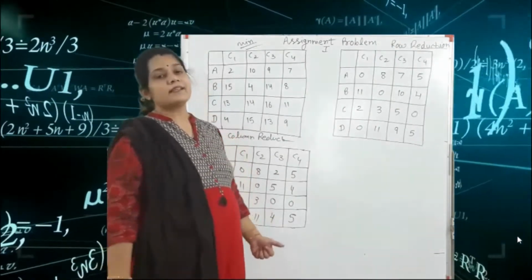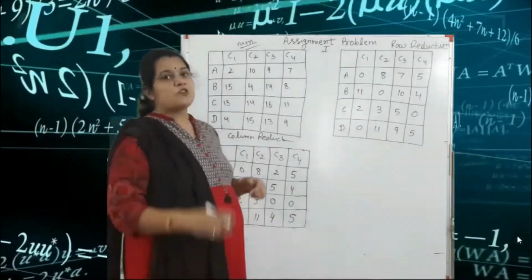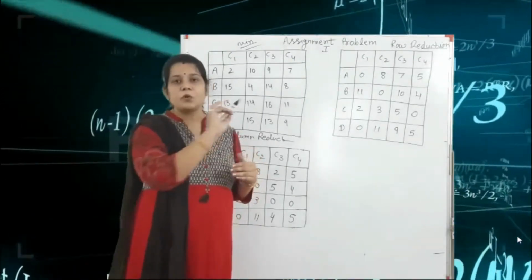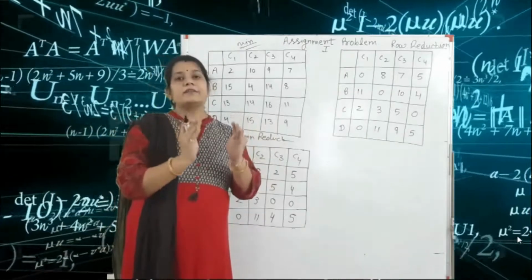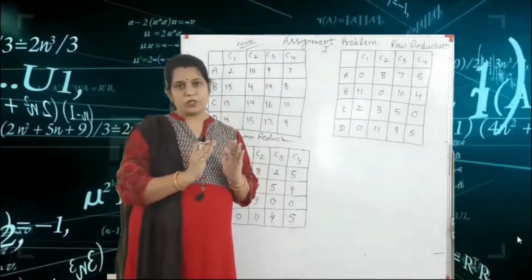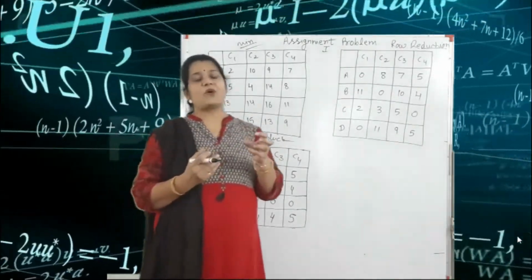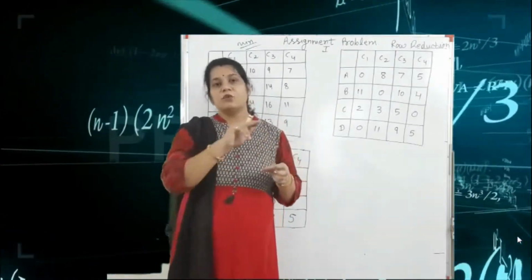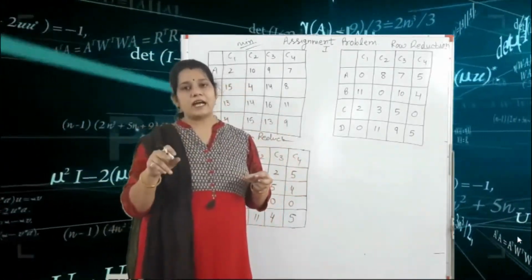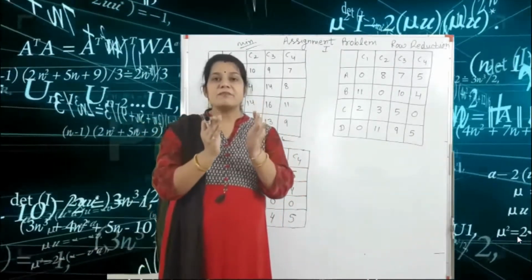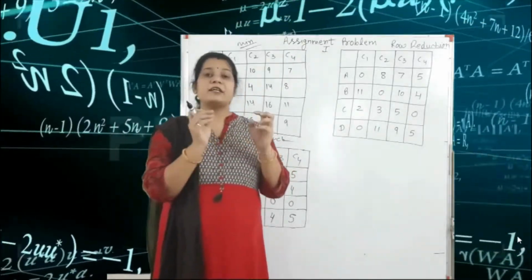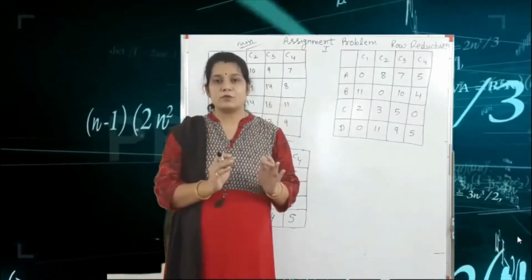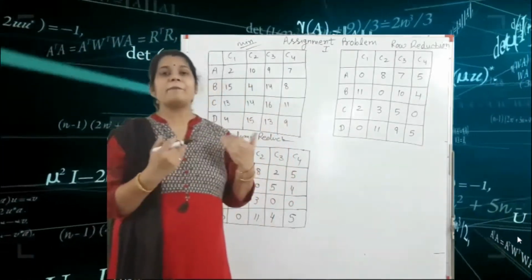So next, our third step is what? We draw the horizontal or vertical lines and cover the zero. Okay, that means the condition is what? We draw the horizontal and vertical lines. That means we draw the minimum number of horizontal and vertical lines and cover the maximum zeros. Okay, listen carefully, cover the maximum zeros.